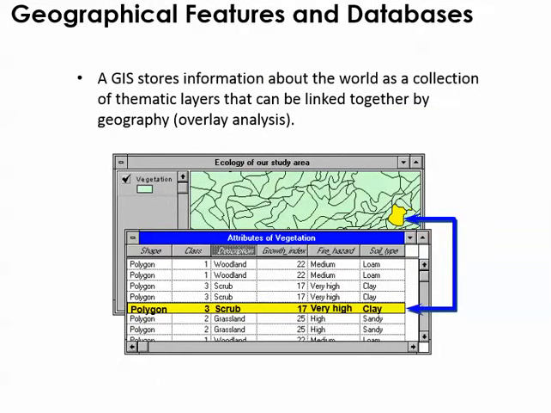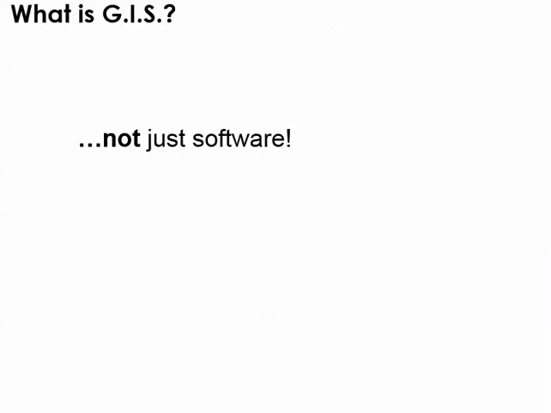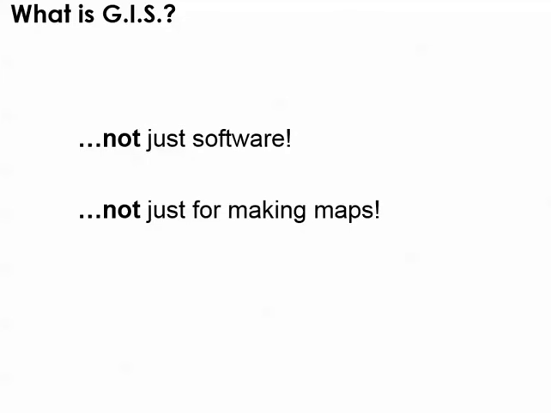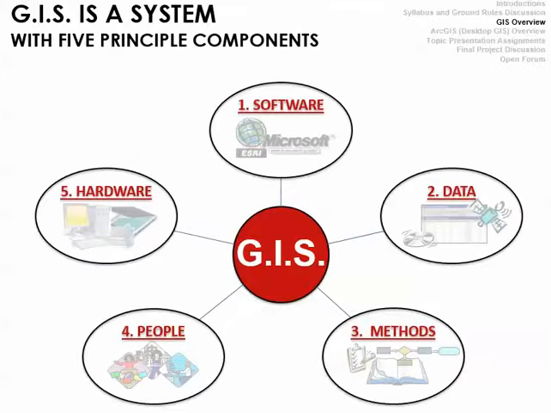So we'll be working mostly in this class with geographical features. These are points, lines, polygons on a map that have information attached to them. That is usually information in the form of a database table of some sort. So remember, GIS is not just software, and it's not just for making maps. It's 5 principal components: the software, data, methods, people, and the hardware. In this class, we'll be using the ESRI ArcGIS platform.